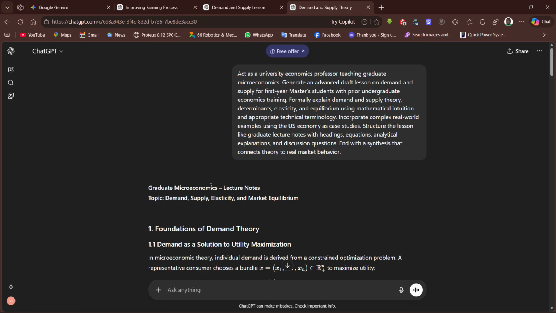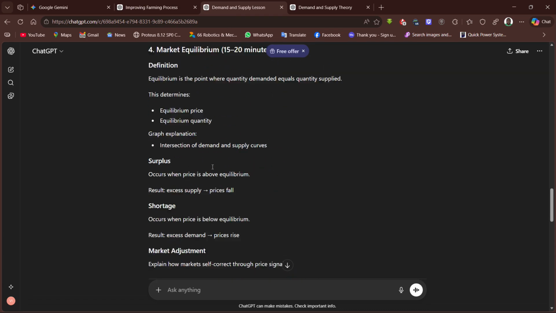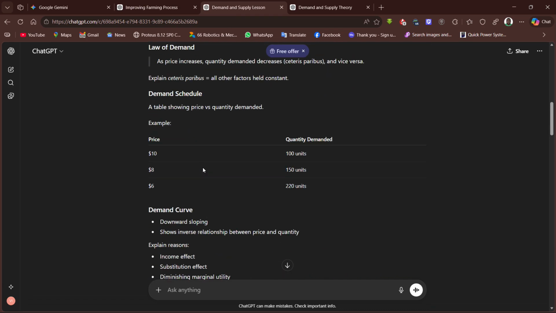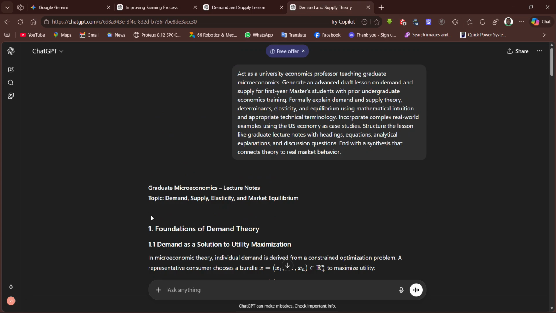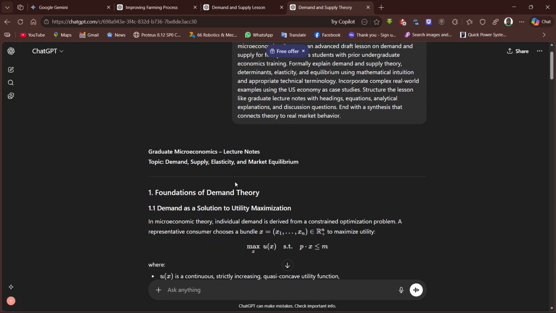Now we have graduate macroeconomics lecture notes here. What was our title here? Here for this one, we have lesson title, demand and supply, lesson duration. Now let's see this. Graduate microeconomics lecture notes, topic: demand, supply, elasticity, and market equilibrium. This is already a better start.